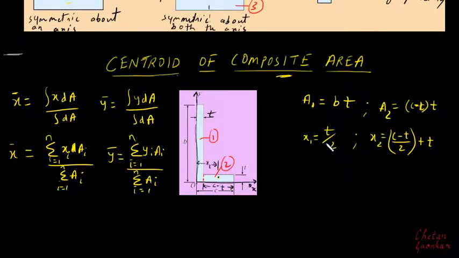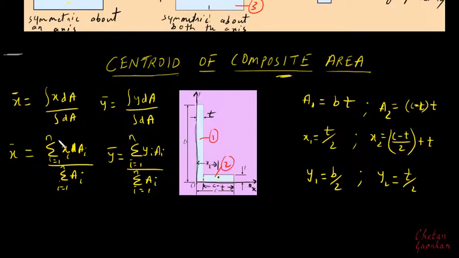Similarly, now we will determine what is y1 and y2. y1 is nothing but the centroidal distance of plane 1 with respect to the x-axis, and that will be b by 2. And y2 will be the centroidal distance of plane 2 with respect to the x-axis, and since the thickness is t, it will be t by 2.